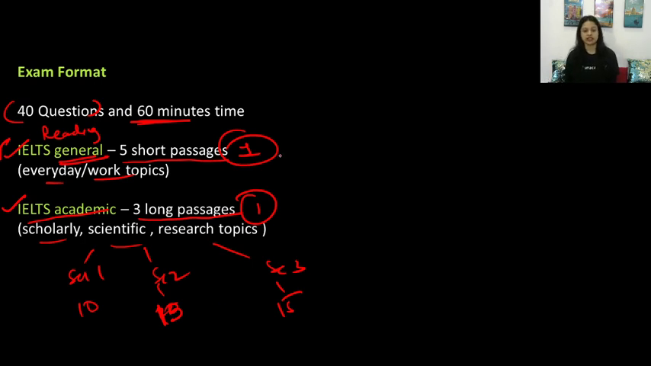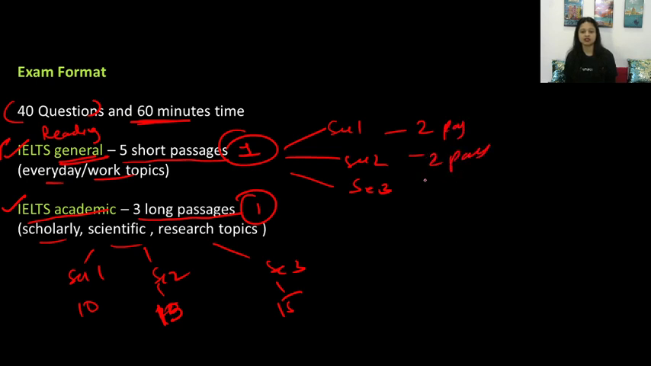In the general training examination, there are 5 passages, that means section 1, section 2, section 3. Here you will get 2 passages, and in section 3, 1 passage. The order can differ a little bit, but total 5 passages.